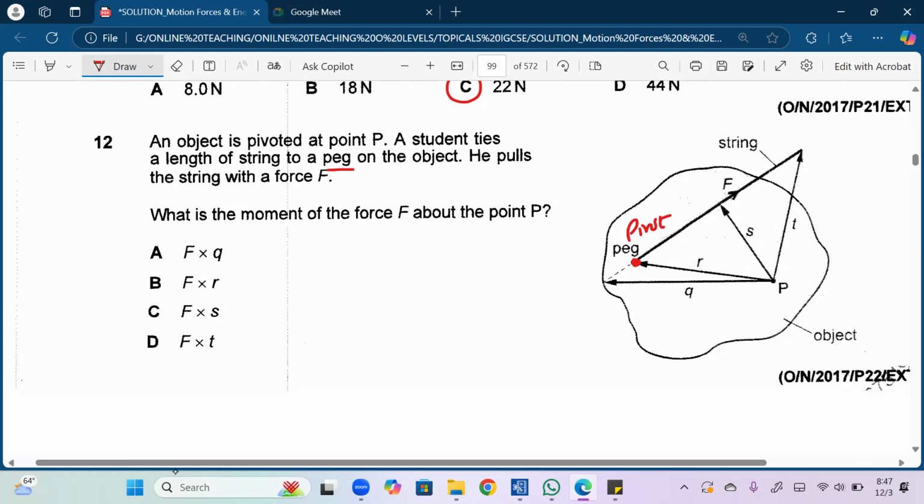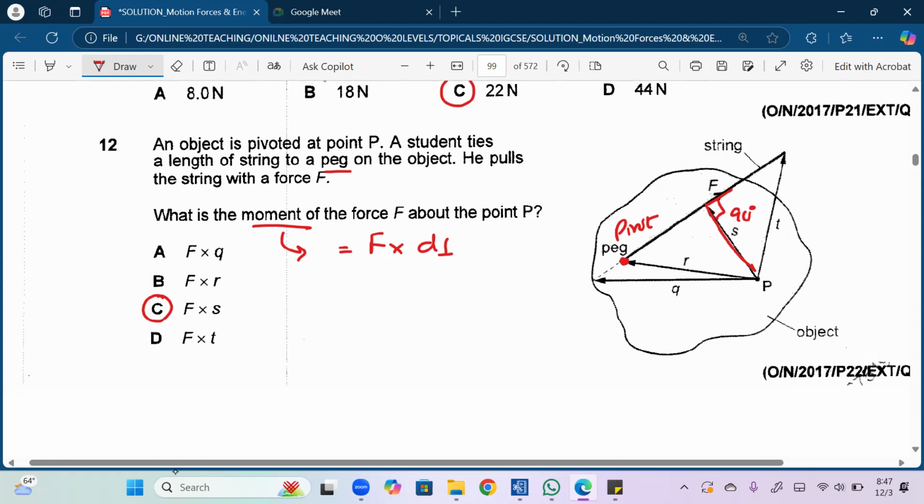So remember this thing. Whenever the moment is to be asked, moment is equal to force times the perpendicular distance. So what is the perpendicular distance? The S is the perpendicular distance which is making 90 degrees to the F. So in this particular situation, the moment will be produced due to F times S. This is the way how we can write this. So this is question number 12.